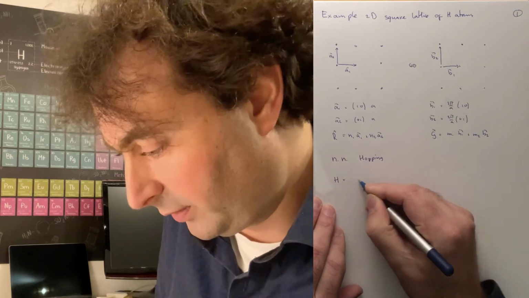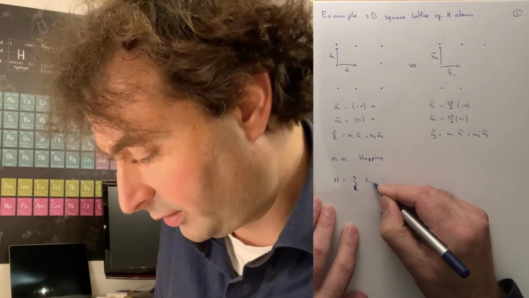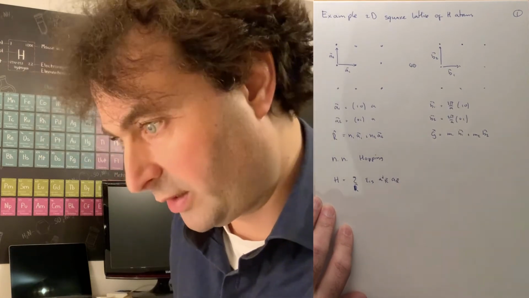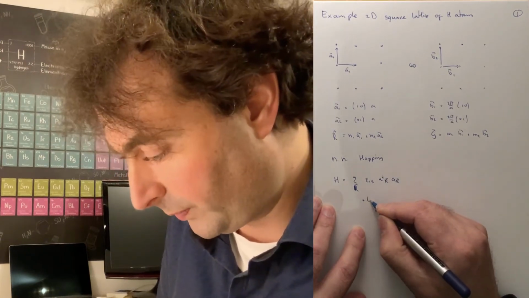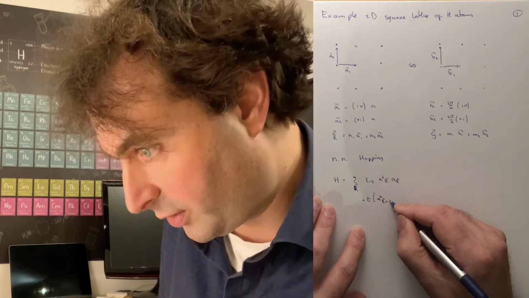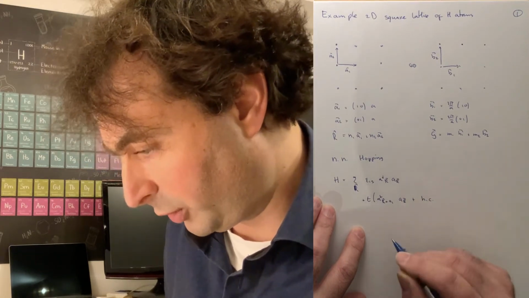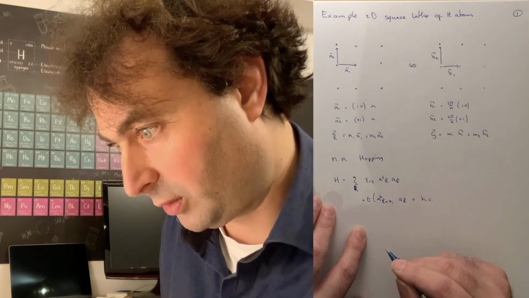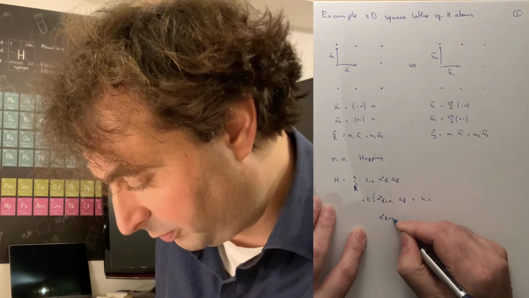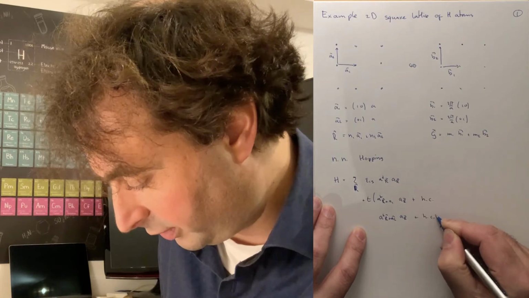And our Hamiltonian is given by a sum over all lattice vectors r, epsilon 1s a† r a r, so that's the on-site energy, plus hopping, a† r plus a1 a r plus the Hermitian conjugate, and we can also hop in the other direction, a† r plus a2 a r plus the Hermitian conjugate.